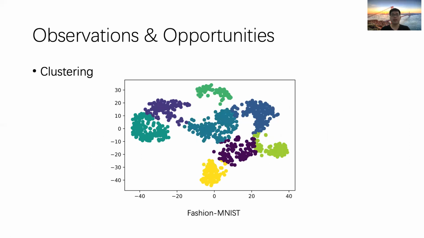The real-world datasets are clustered, and the points in the same cluster are close to each other. We take the Fashion-MNIST dataset as an example, and the dataset can be clustered naturally according to the distance.